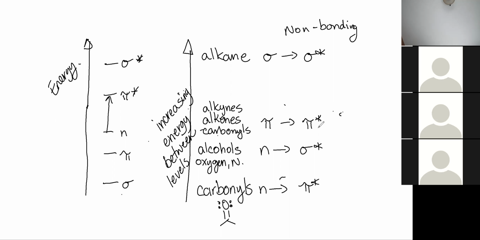And then I guess the last one would be the sigma to pi star. And this sort of transition, we could see this in a carbonyl as well. So we'll see that carbonyls actually have quite a few possible transitions. One of the things which is interesting is that some of these transitions are forbidden.